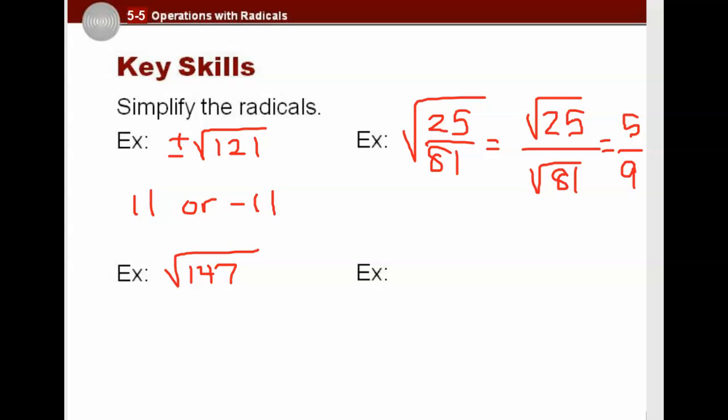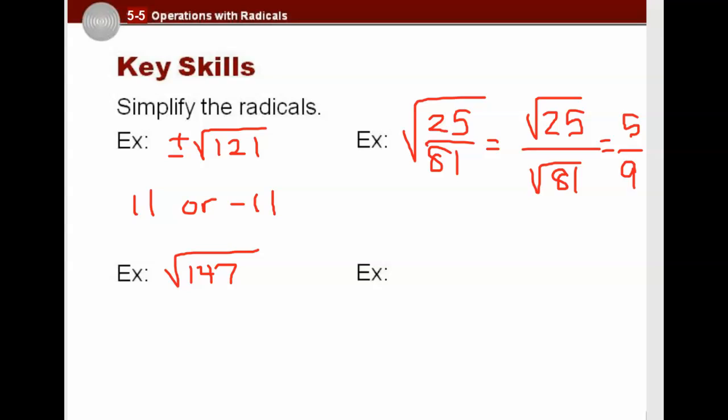So like 25, for example, 2 plus 5 is 7. 7 doesn't divide by 3, so 25 doesn't divide by 3. 81 is 8 plus 1, which is 9. 9 divides by 3, therefore 81 is divisible by 3.